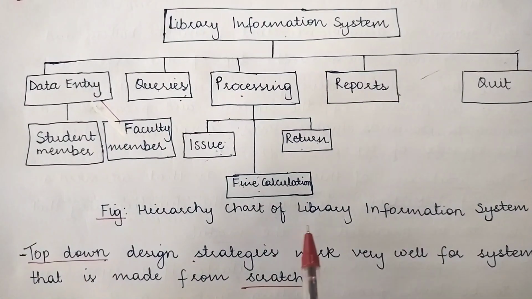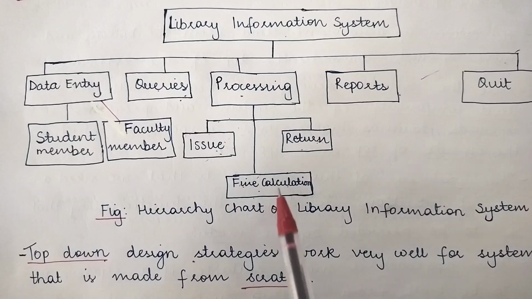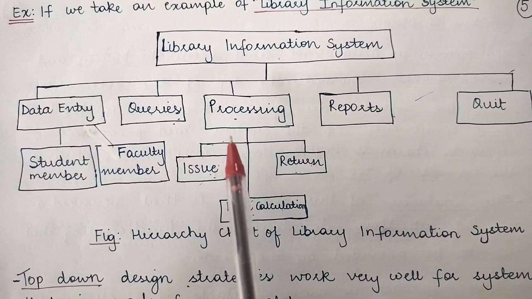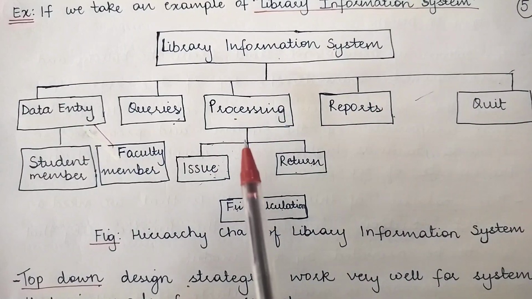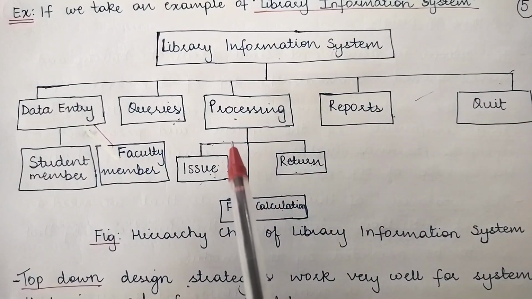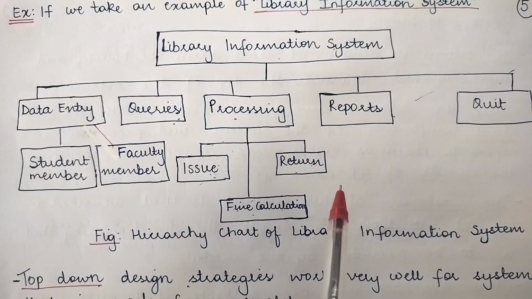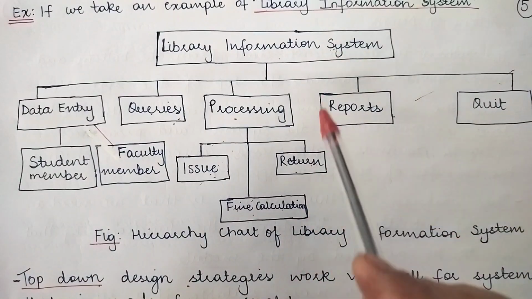So this is the hierarchy chart. The hierarchy that I was talking of in problem partitioning is this. This is the hierarchy chart of the library information system. So the main problem was designing a system for the library information system. And how do we go about it? We divided it into modules and further submodules, and now designing the system becomes easier for us, giving us a hierarchy chart. So this is a top-down approach.